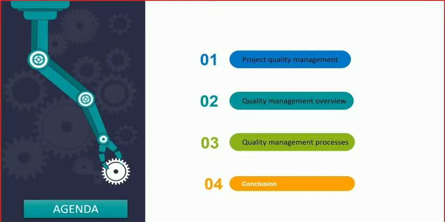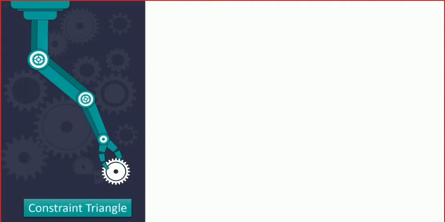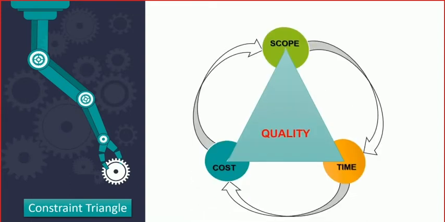Quality is always at the center of the constraint triangle, if we talk about it. So, while considering the scope, time, and cost of a project, we must always focus on the quality and make sure that it is not compromised.